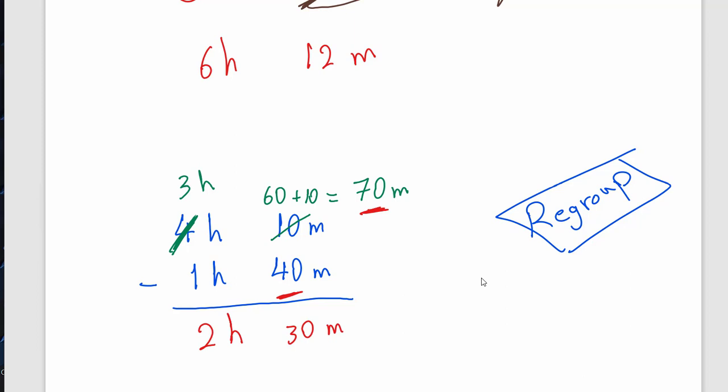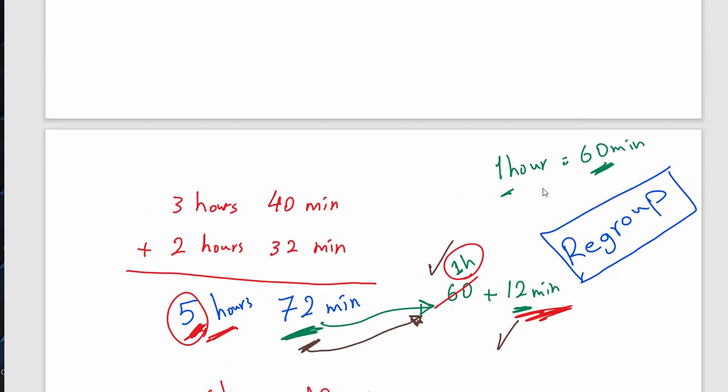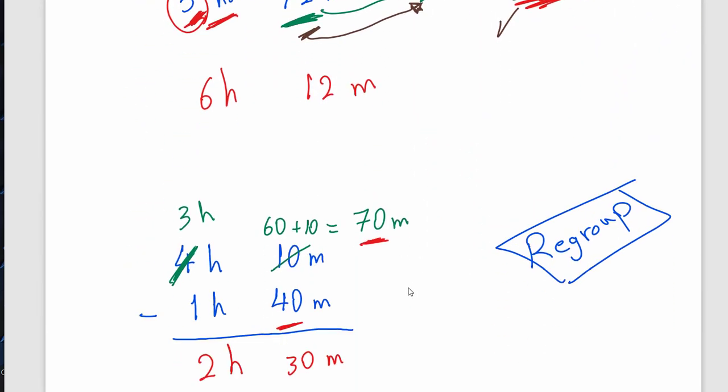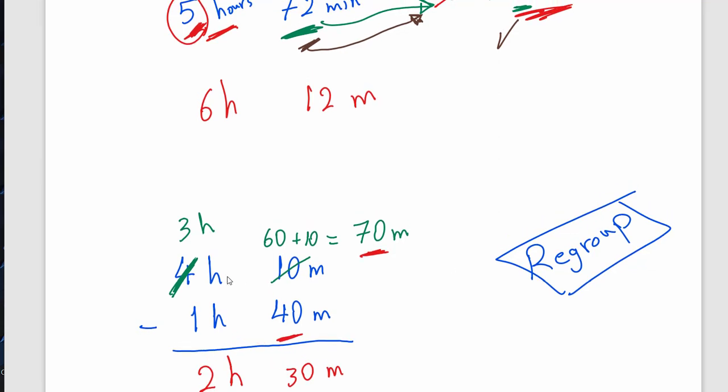Regroup. What we are doing here, we call it regroup. Using 1 hour equals 60 minutes. Okay? So, take from the hours 1 and give it to the minutes. So, how many minutes? How many minutes in 1 hour?